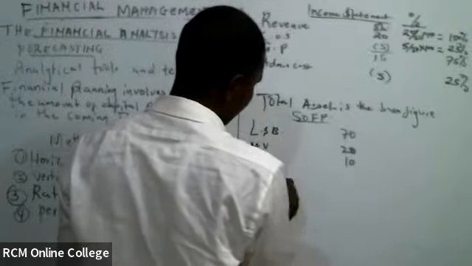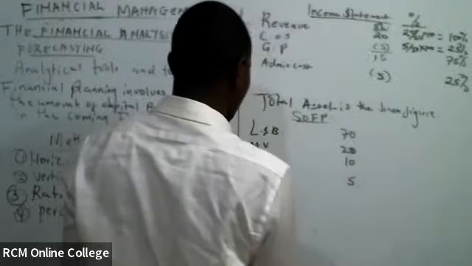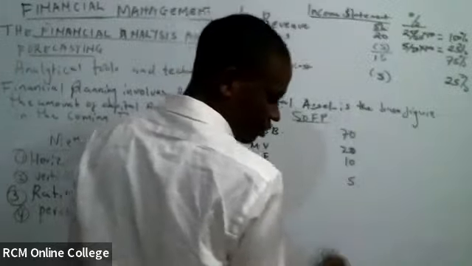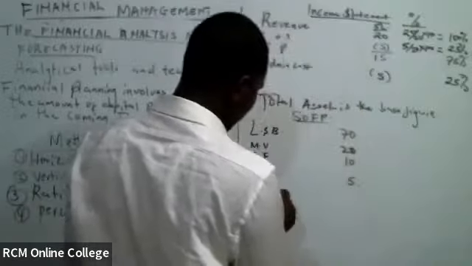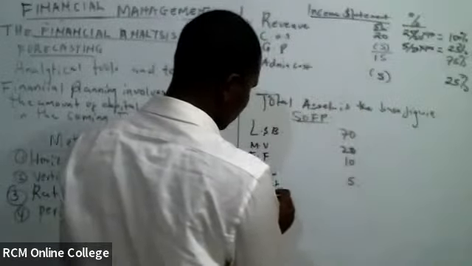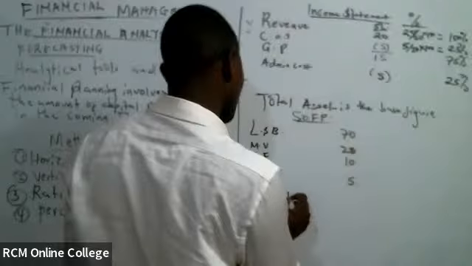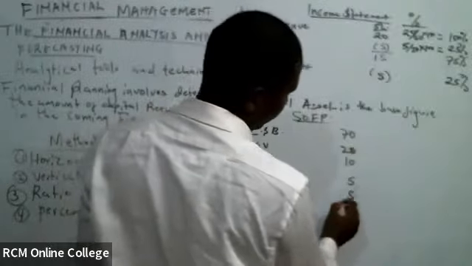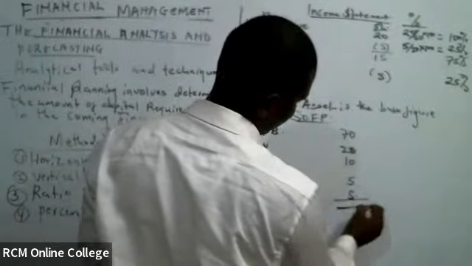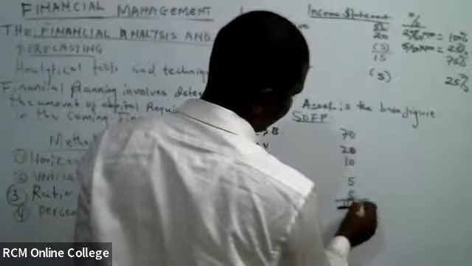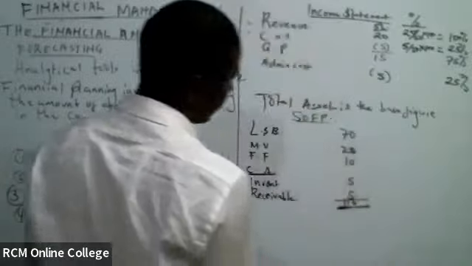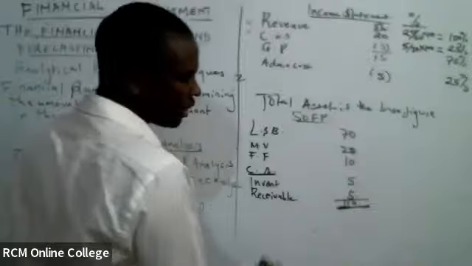Inventory, I have maybe inventory of 5, and then receivable of 5. So my total asset class here will be 110. That is total asset.